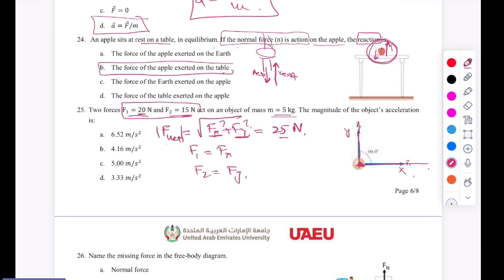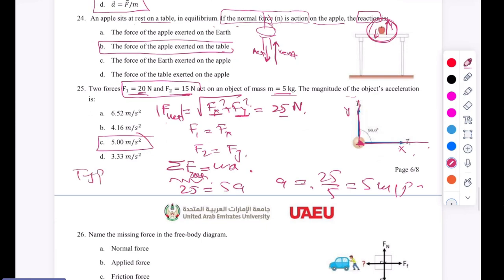Now the mass, the magnitude of the acceleration. The sum of all forces equals mass times acceleration, and this is your net force. So your net force is 25, mass is 5, so acceleration is 25 over 5. This is 5 meter per second squared.